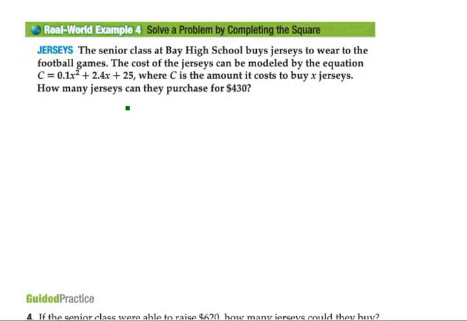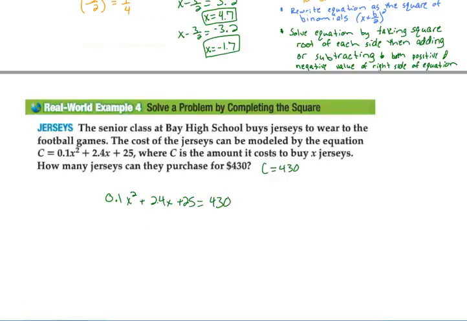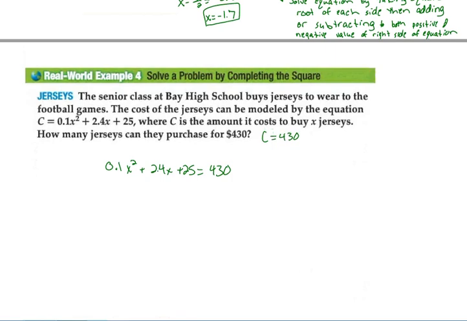So, question, how many jerseys can they purchase for $430? That's our C. They told us our cost is 430 bucks. So we know that we have 1/10 x squared plus 2 4/10 x plus 25 equals 430. Okay, we're going to go through all of our steps. So step 1, divide by leading coefficient. If it's not 1, it's not 1. So we're going to have to get rid of a 1/10 on everything in order for this to work.